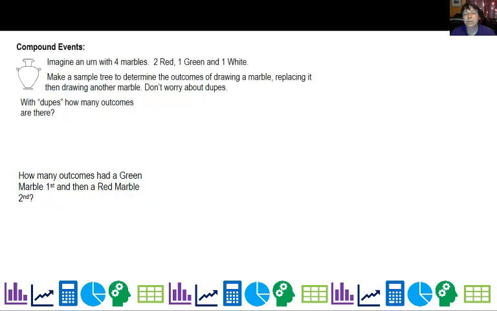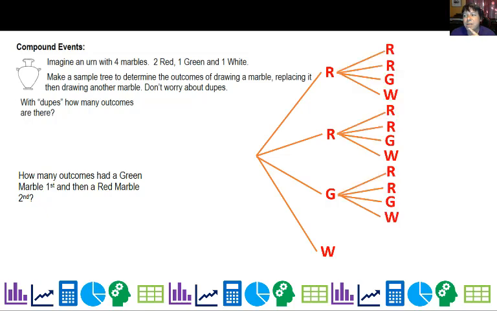All right. So now let's go ahead and look at compound events where we have something happen and then something else happens. So we're going to imagine the same urn with 4 marbles, 2 red, 1 green, and 1 white. And we're going to make a sample tree to determine the outcomes of drawing 1 marble, looking at it, and putting it back. So we're not going to worry about dupes so much. So I'm going to go ahead and show the red, red, green, and white. Okay. And if I complete the sample tree, the probability looks the same on the second draw as it does on the first. So if it's independent, the first outcome didn't affect how it looks again. It looks kind of the same, like you reset it.